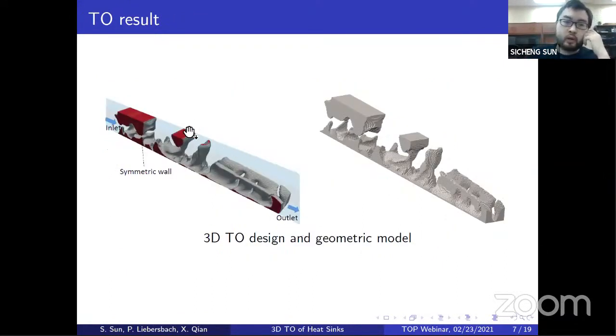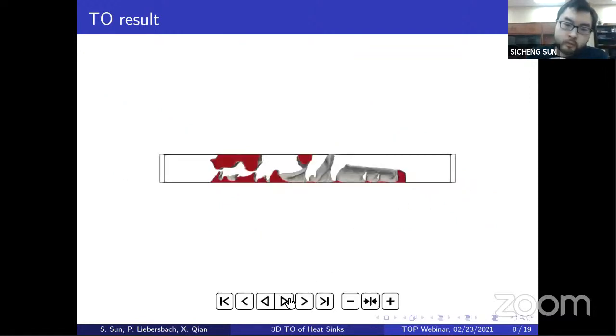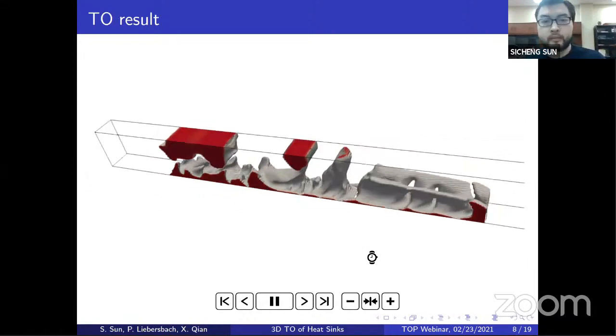Here's the TO result we get. You can see this is the symmetric boundary. We have the inlet and this side is the outlet. This is the solid structure we have. We also converted it to a geometric model for some further analysis. We have an animation for the design.